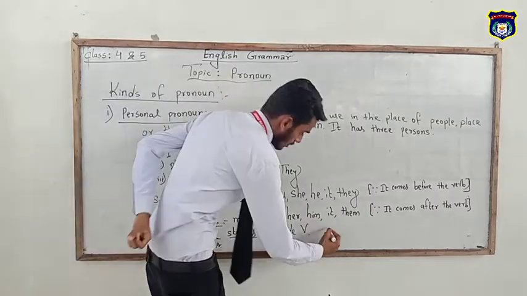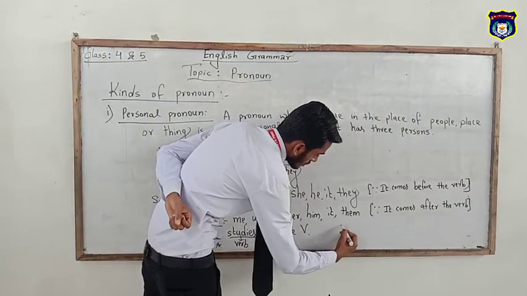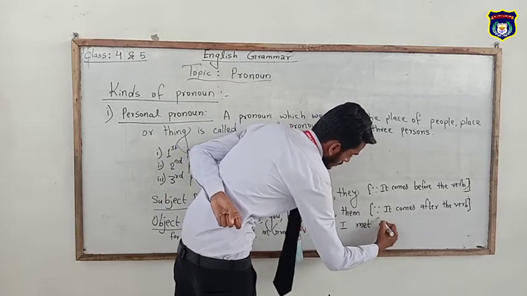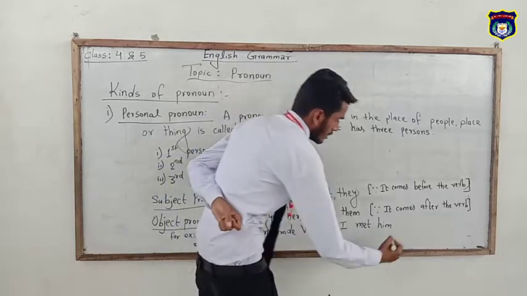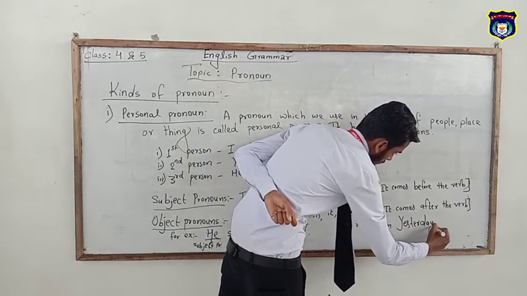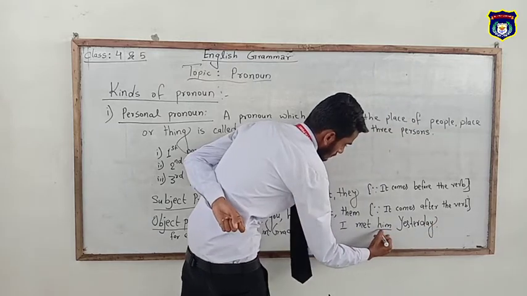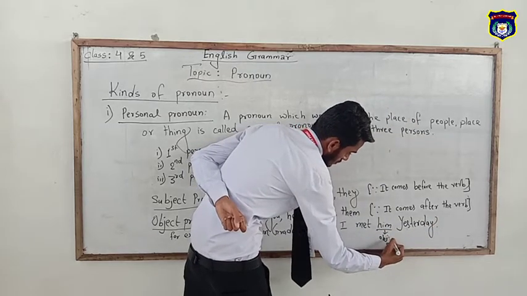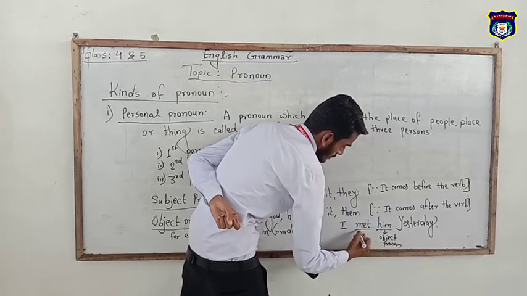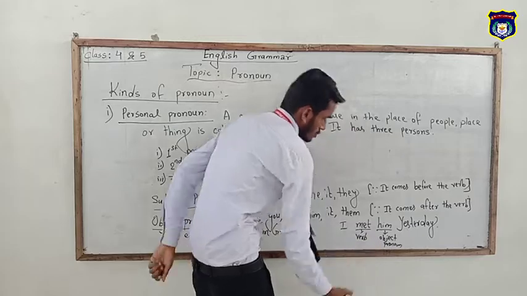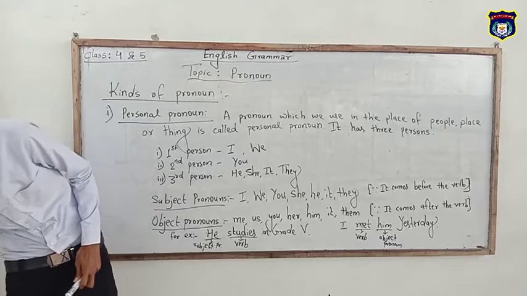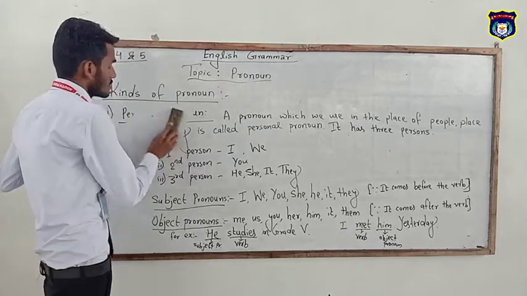Another is object pronoun. For example, I met him yesterday. In this, him is an object pronoun and met is a verb. So after the verb we use an object pronoun. Now comes another pronoun, that is possessive pronoun.